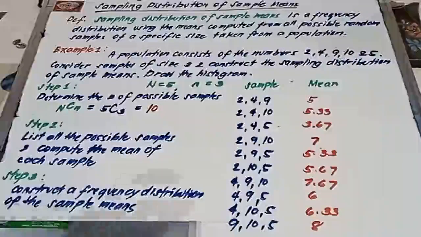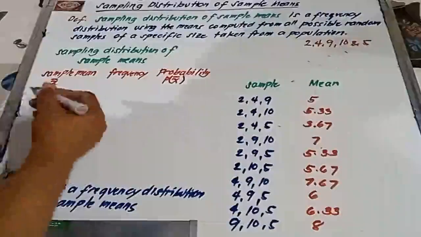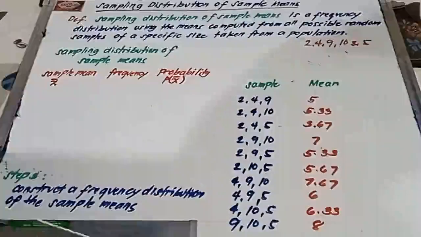We're now ready in constructing the frequency distribution of the sample means. Okay? So we're going to construct now the sampling distribution of the sample means. And this is actually just a frequency distribution ng ating mean na na-compute natin dun sa ating random samples na kinuha dun sa population. Wherein ang ating size na kinuha is n equals 3. So, i-list natin siya. We have the smallest mean is 3.67. So, lagyan natin dito, 3.67.